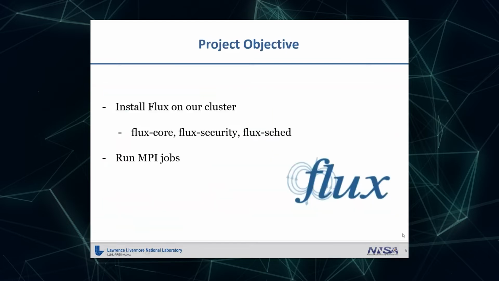Next, I'm going to be talking about what we did for our project. So we had to install Flux on our cluster. And in order to do that, we had to install Flux Core, Flux Security, and Flux Sched. So Flux Core basically implements the communication layer, meaning how the brokers within each Flux instance talk to each other. And then Flux Security consists of the APIs for job signing. And Flux Sched uses special graphs and management schemes to schedule resources for use or determine when the resources will be available. And we also had to run MPI jobs, which I'll be talking a little bit more about on the next slide.